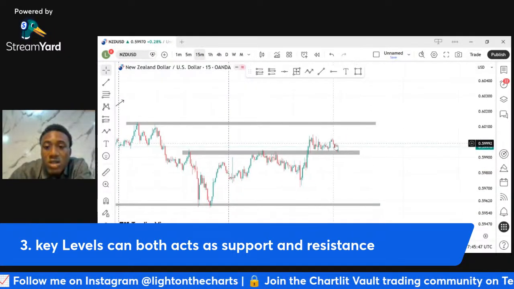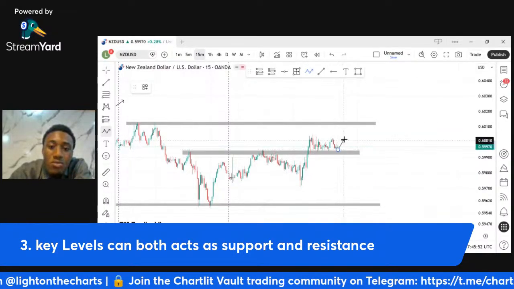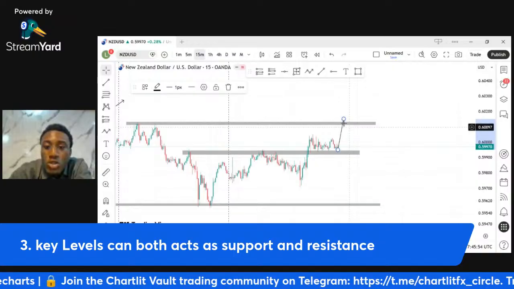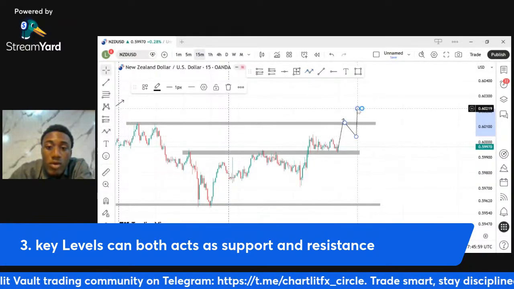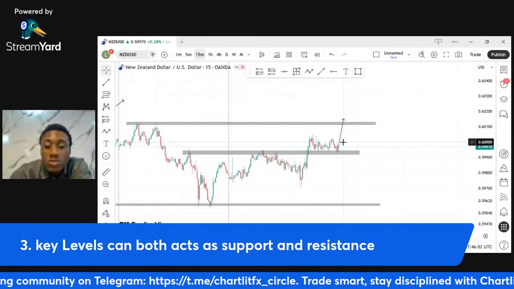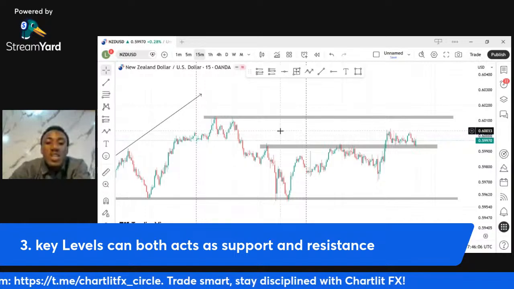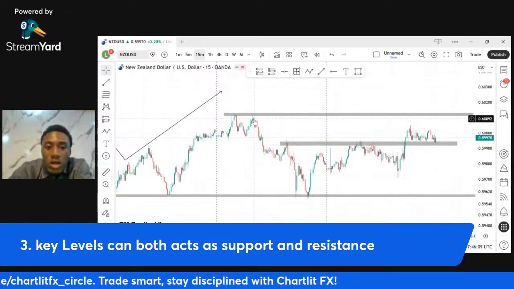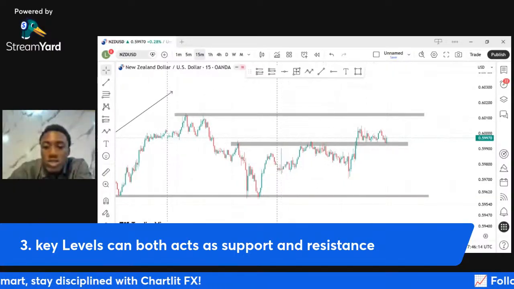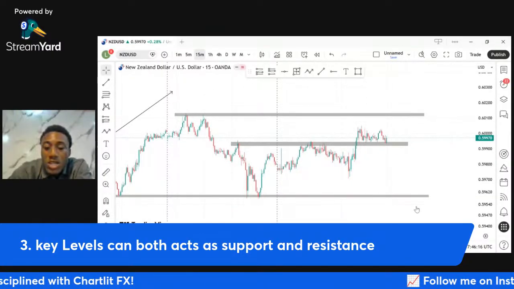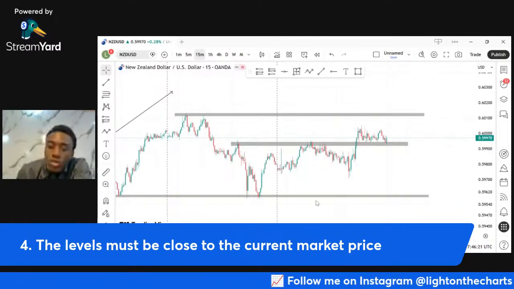Now the market has broken above it. So at this point it has found support, and what's likely to happen next when the market opens is that price pushes upwards until this point before it either drops or breaks. So that is just how price moves based off of key levels. This is how you identify valid key levels. Number one, you should see price move aggressively from that point. And then number four, the levels must be close to the current market price.